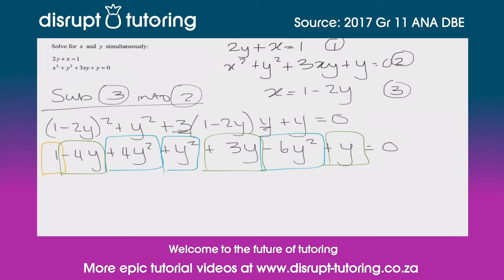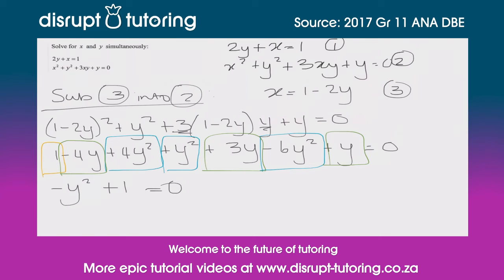All right, let's start off with our y squareds. So our y squared is going to be 4 plus 1 is 5 minus 6, which gives us minus y squared. Right, let's move on to our y's. Now we've got minus 4y plus 3y gives us minus y, plus y gives us 0. So that cancels out. Let's do it again. Minus 4y plus 3y gives us minus y. Plus y gives us 0, and then we've got a 1, so that's plus 1 equals 0.